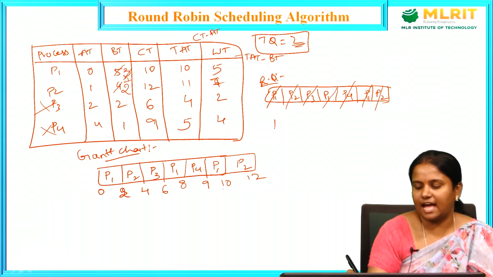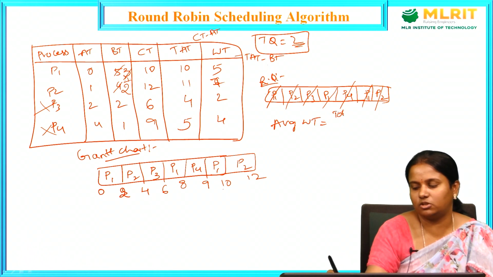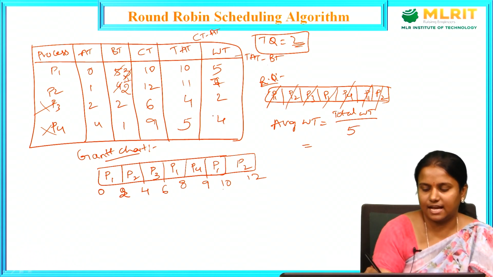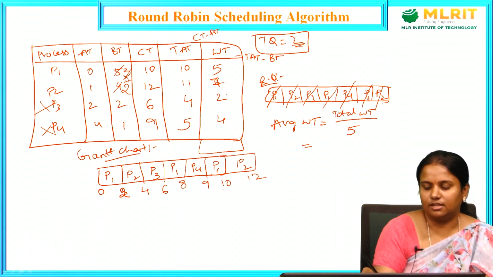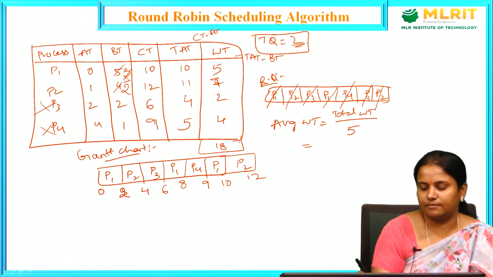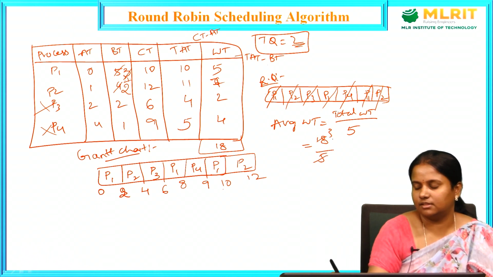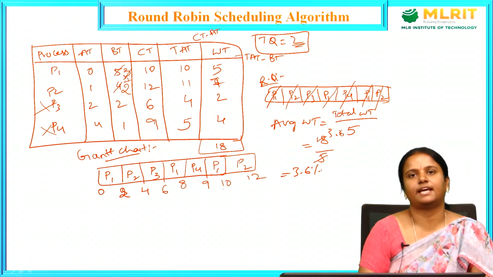Now I need the average waiting time. The average waiting time is total waiting time divided by the number of processes. What is the total waiting time? Let us calculate: 5 plus 7 is 12, 14, and 14 plus 4 is 18. So 18 divided by 5: 5 3s are 15, 3 is remaining, so 3.6 is the average waiting time.